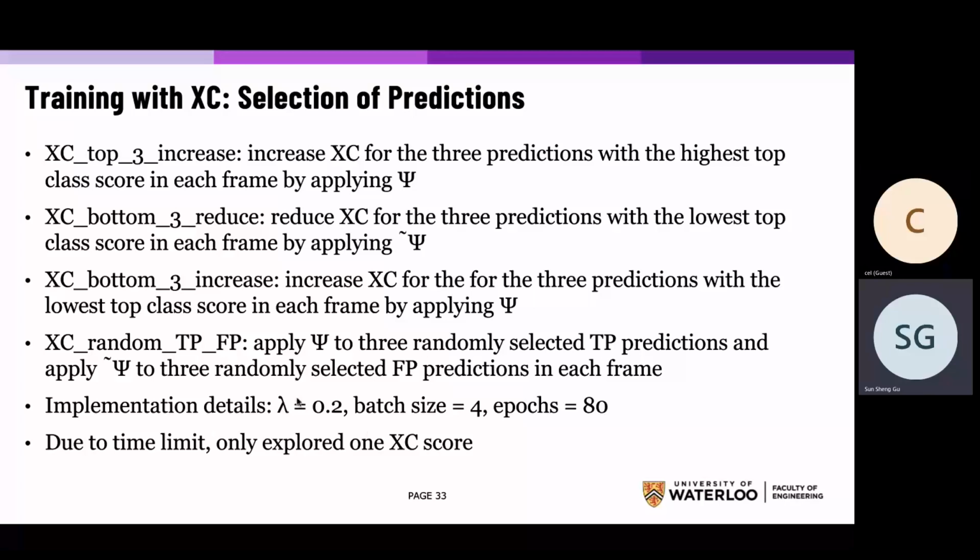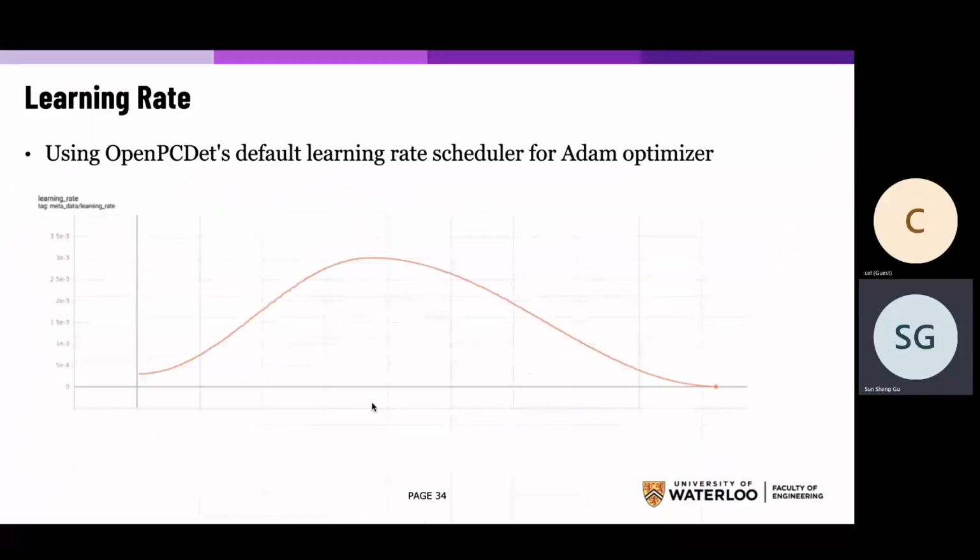And then here are just some implementation details for your information. Due to time limit, we only explored one XC score. We didn't explore all 4 of them. And we had only used XC based on backprop attributions. And this is the learning rate that we are using. We're using OneCycle, the default learning rate scheduler for the Adam optimizer. You can see we start with a small learning rate, gradually go up and then reduce.